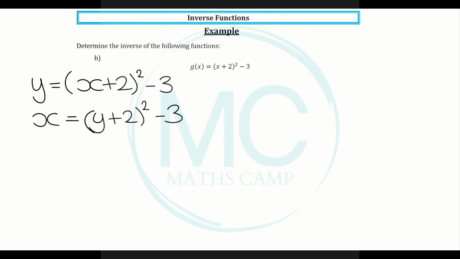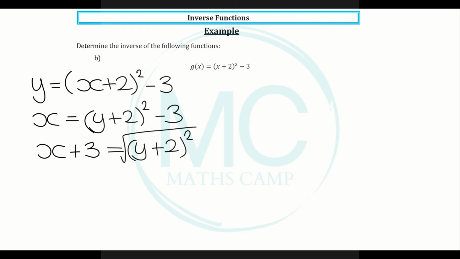To make y the subject, I need to make the bracket the subject. So let's move -3 to the left. I get x plus 3 is equal to (y plus 2) in a bracket squared. I need to get rid of the square, which means I need to square root. And what we do to one side, we do to the other. So we square root the side as well.